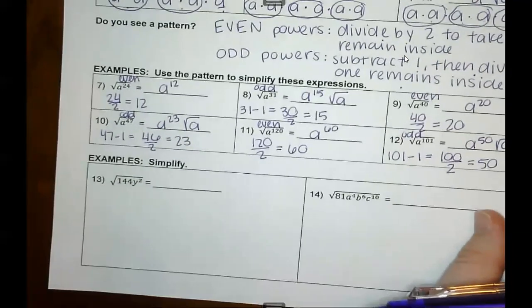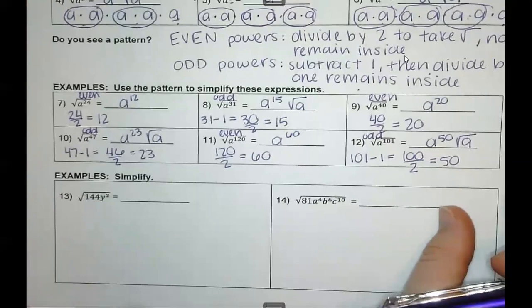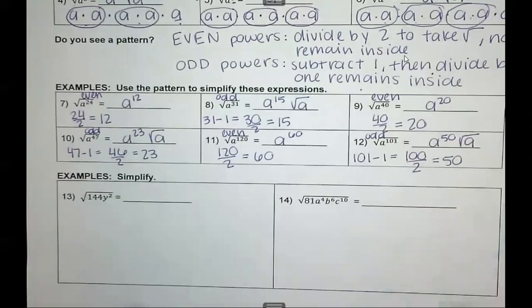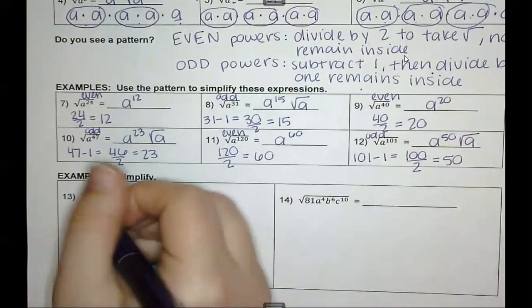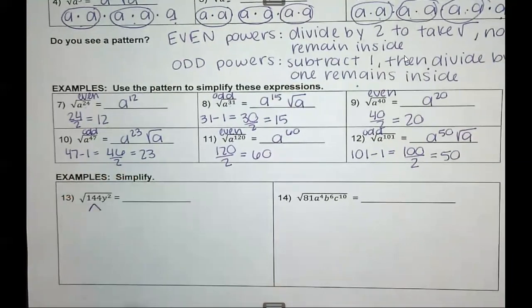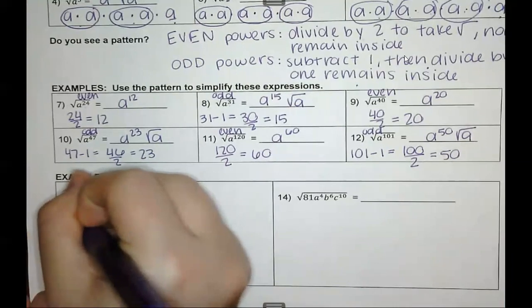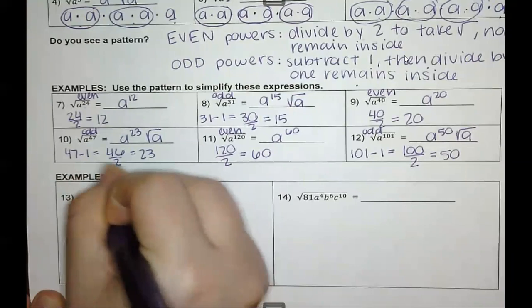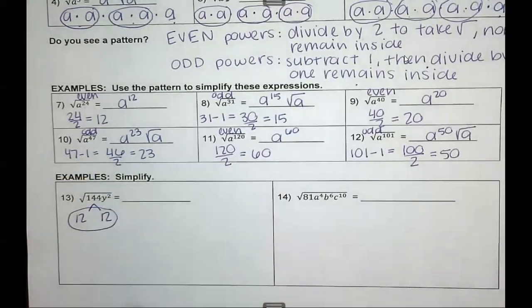All right, let's look at examples 13 and 14. These ones have numbers as well as variables. So we're going to combine what we did in our lesson from last week and what we just learned today for variables. We're still going to deal with our numbers the same way. So we think, what multiplies to give us 144? This one actually has a perfect square root, 12 and 12. So I have a pair of 12, so I'm going to get to take that out of the square root.